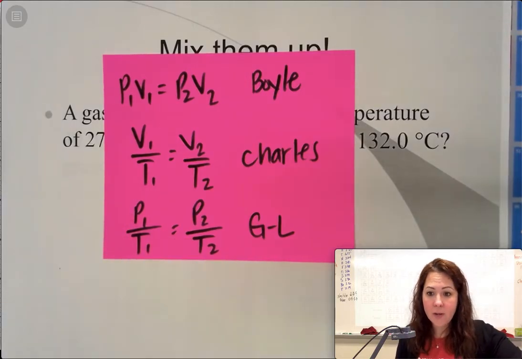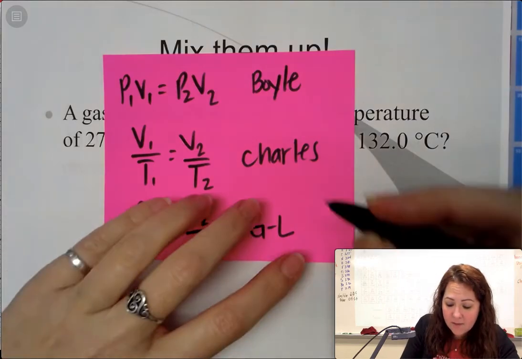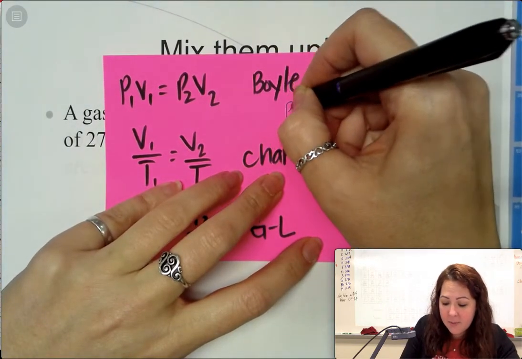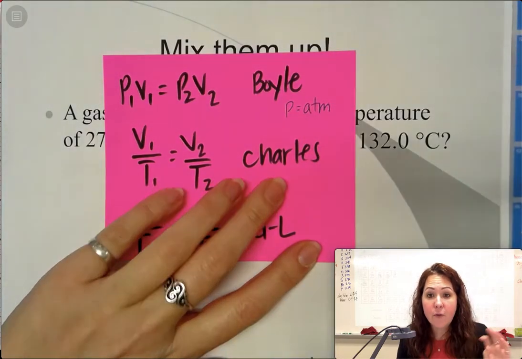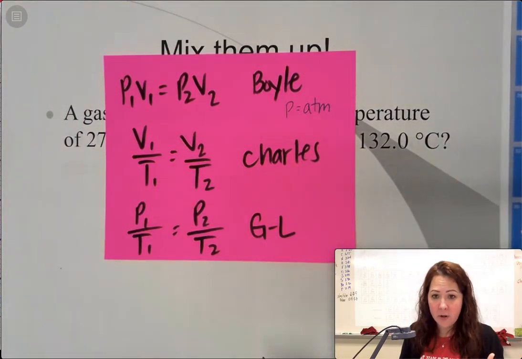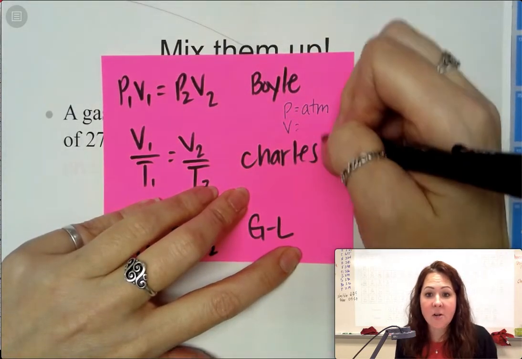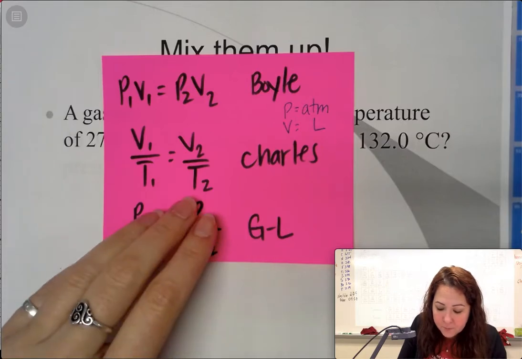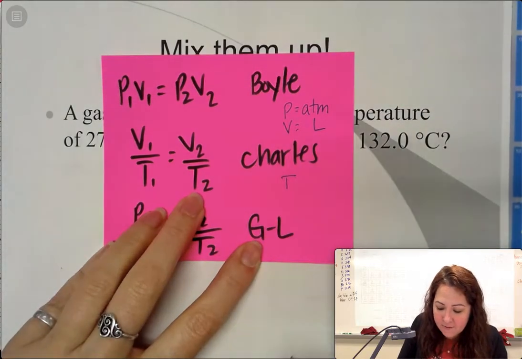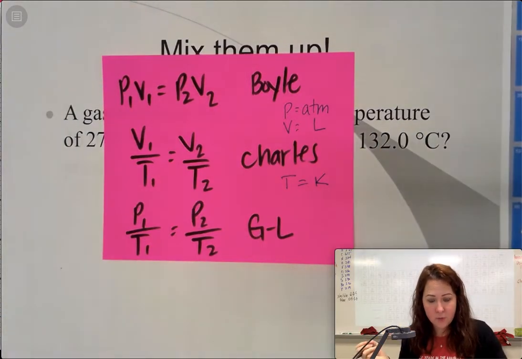Also, just to recap, you do have to make sure that you have the correct units. Anytime you have a pressure, you have to make sure that you are using ATM, atmospheres. If you don't have atmospheres, we're going to convert it out. Anytime we have a volume, you have to use liters. If you don't have liters, you're going to convert it out. And finally, anytime you have a temperature, you have to use Kelvin. If you don't have Kelvin, you're going to convert it out.